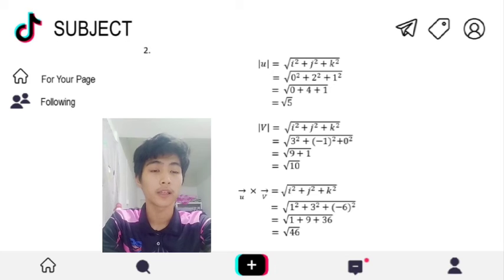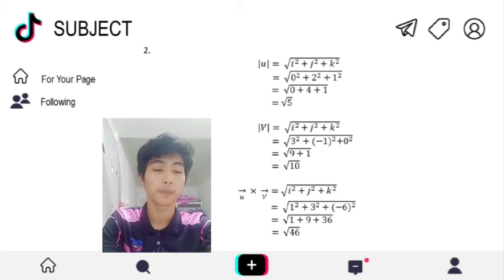After we find the magnitude of vector u, we need to find the magnitude of vector v. So we use the same formula, root of I squared plus j squared plus k squared, and the components of v we put in for I, j and k. So root of 3 squared plus (-1) squared plus 0 squared equals root of 9 plus 1, and the last answer is root 10.